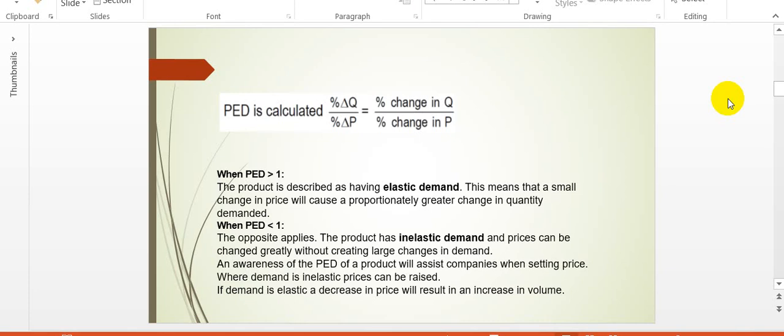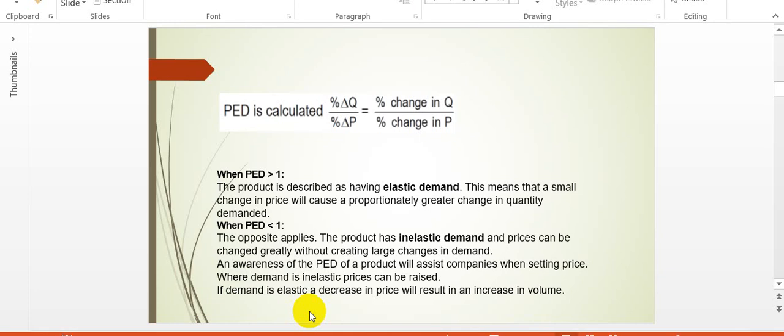and where the PED is less than 1, this implies that the product has inelastic demand and prices can be changed greatly without creating large changes in demand. So firms need to be aware of the PED of their products, as this will assist companies when setting prices, because when demand is inelastic, prices can easily be raised, and if demand is elastic, a decrease in price will result in an increase in sales volume.